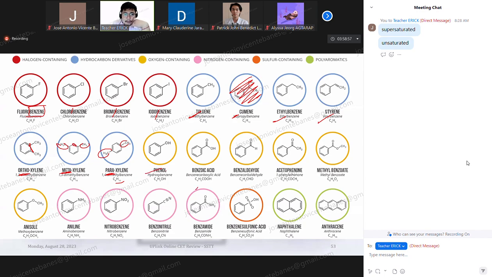Yes, kasama po siya. This is basically one of the usual experiments. Benzoic acid is basically a carboxylic acid added sa benzene. Benzaldehyde, you just need to familiarize with aldehyde, but acetophenone, not so much. Methyl benzoate, not so much. Anisole, not so much. Then aniline, yes, they sometimes add aniline. Then nitrobenzene, yes, they add questions on nitrobenzene. Benzonitrile, not so much. Benzamide, no.